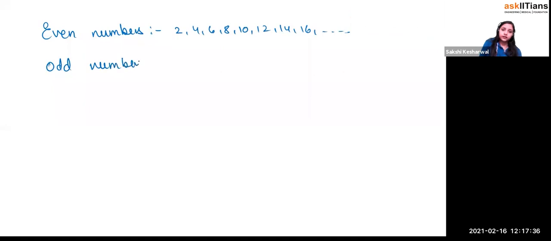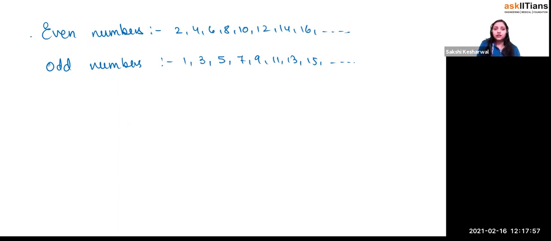Now, what are the odd numbers? Odd numbers are basically 1, 3, 5, 7, 9, 11, 13, 15, and keep on going. This dot dot dot means what? It keeps on going. There's no end. That's why we put a dot dot dot, right? We put it so that it doesn't mean where it's going to end. You don't know the end point.